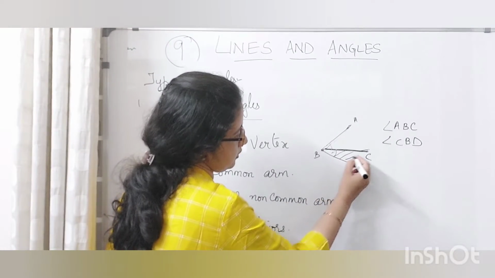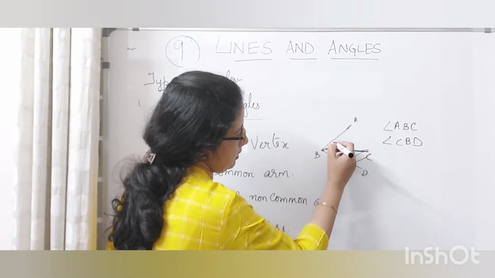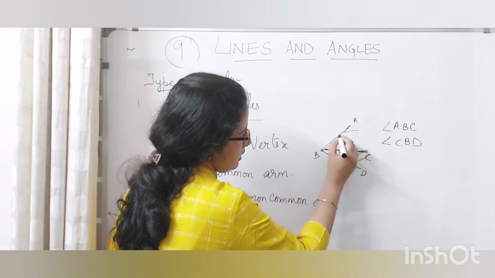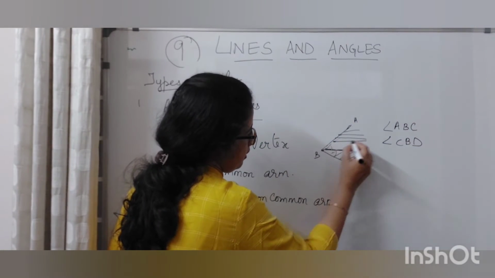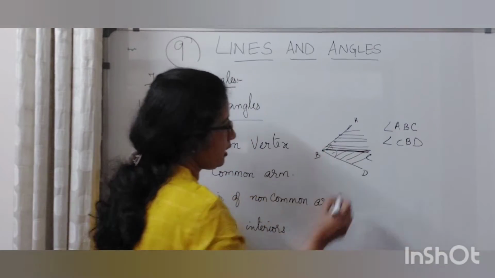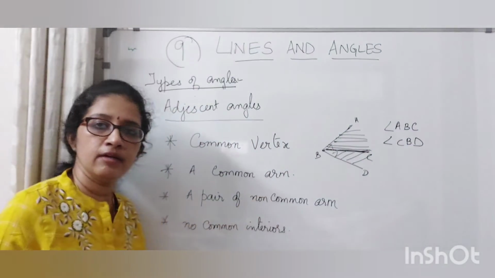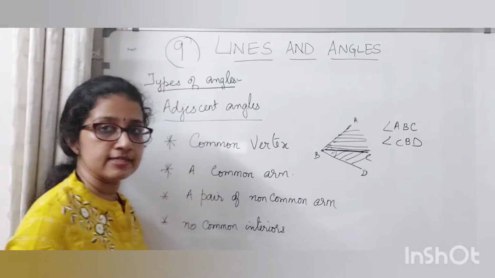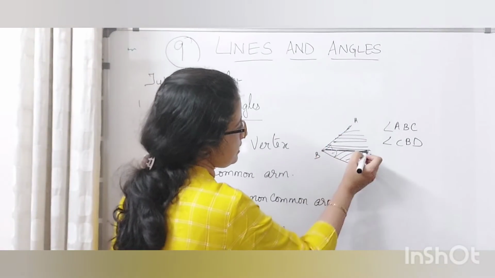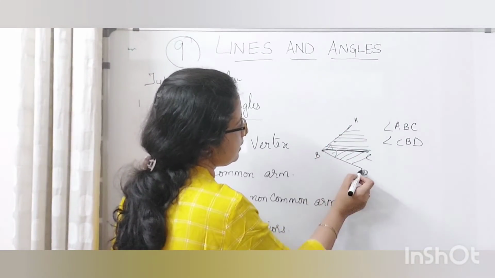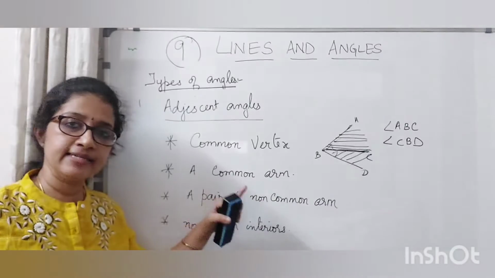This one. Okay, this is the interior for this angle and this is the interior for this angle, angle ABC. So is there any common interior? No. So we can say angle ABC and angle CBD are adjacent angles.